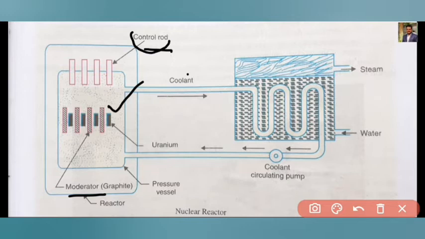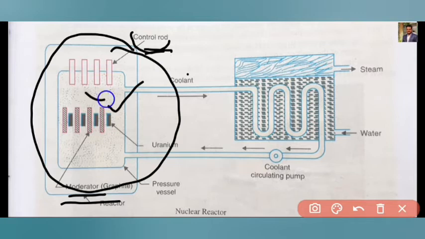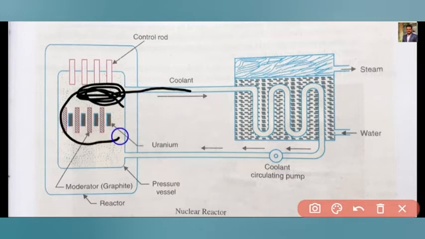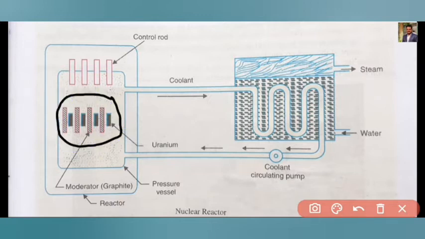We have covered the moderator and also the control rod. Inside the reactor a coolant is present. A coolant is generally sodium metal. The coolant absorbs the heat energy which is produced by the reactor. Here the heat is produced, the coolant absorbs the heat energy, and now the coolant gets heated and goes to the heat exchanger.